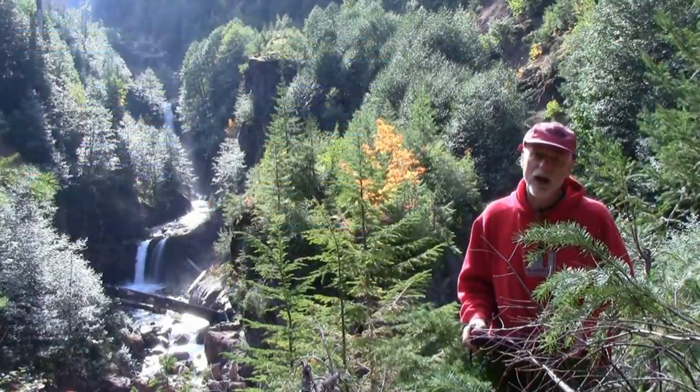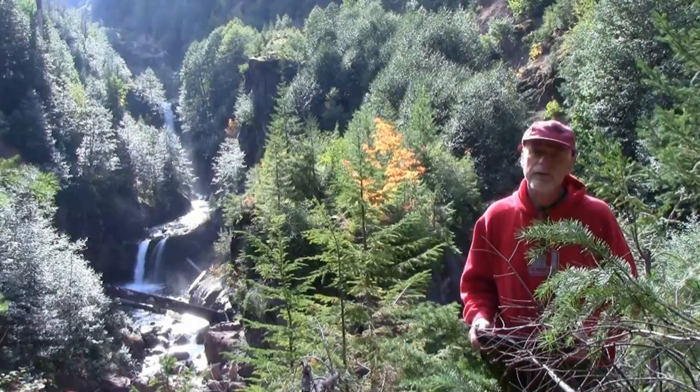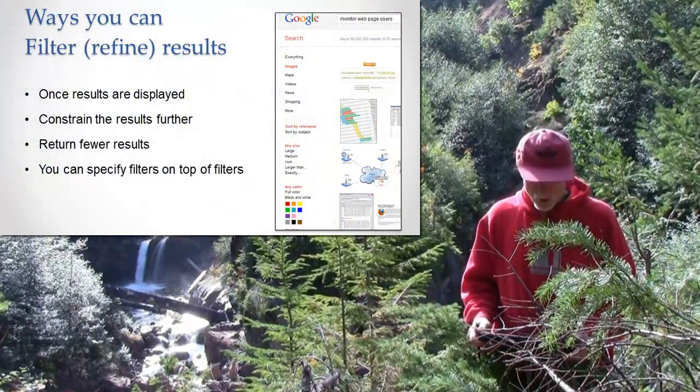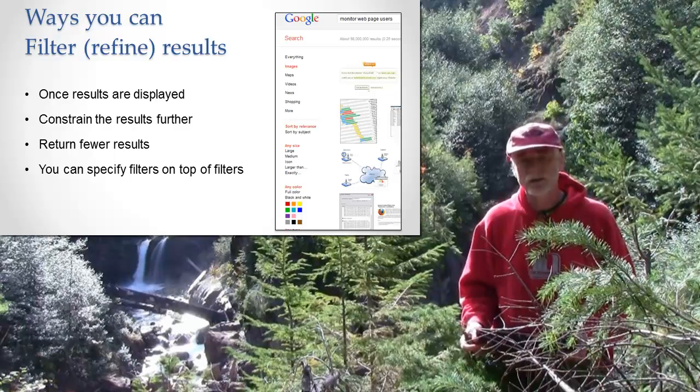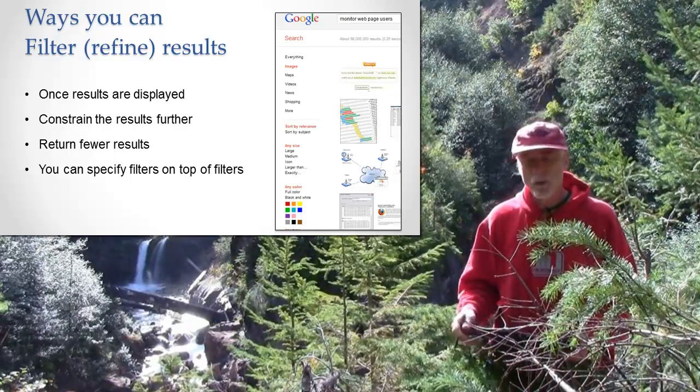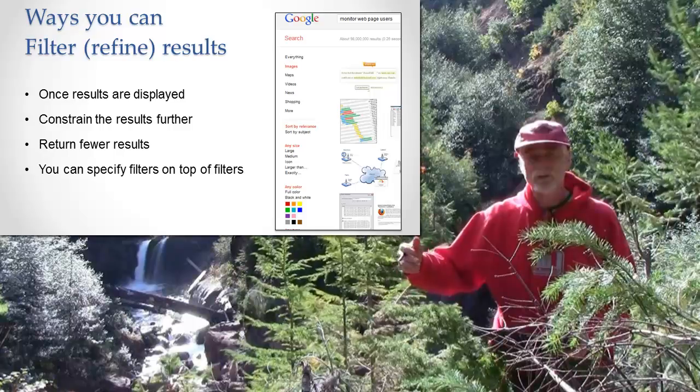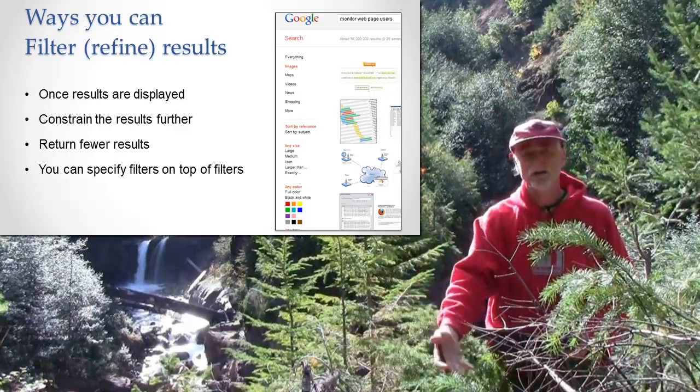Okay, so once you have the results displayed, you can filter those results. That filtering is also called refining. You can filter or refine the results. The idea of a filter is I pour the results through that filter, and a lot of them get filtered out. A lot of them don't come through to the other end.